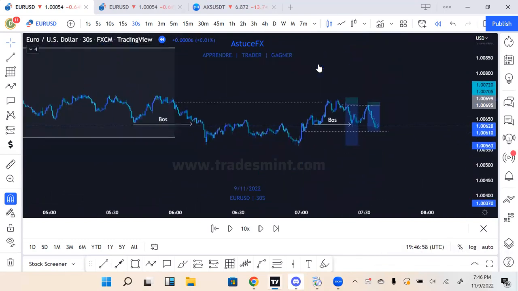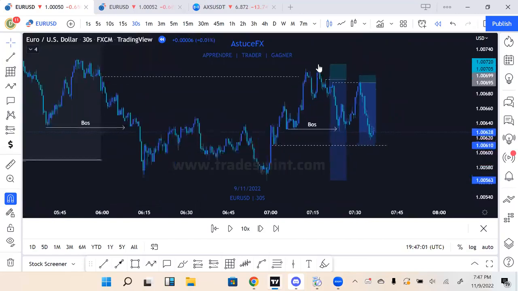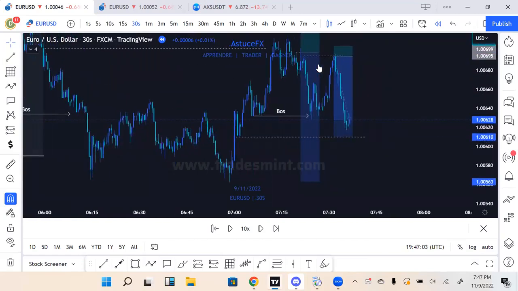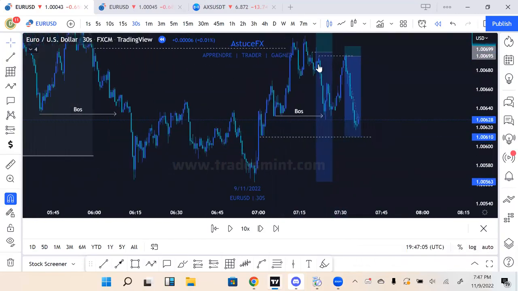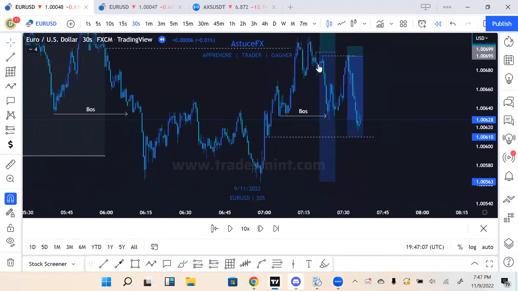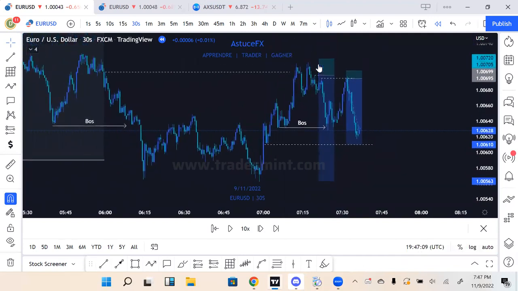According to market structure, price is supposed to go down. But every time you think price can turn around, you put your line and you wait for reaction. If you get reaction, you can enter. I hope till now you understand.